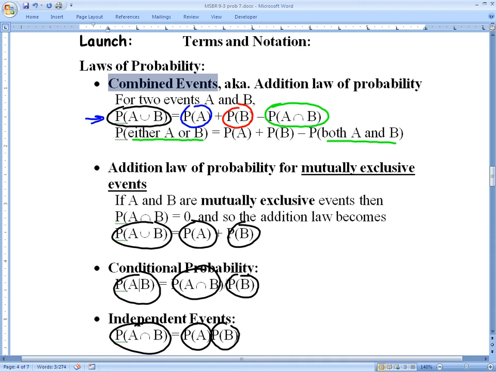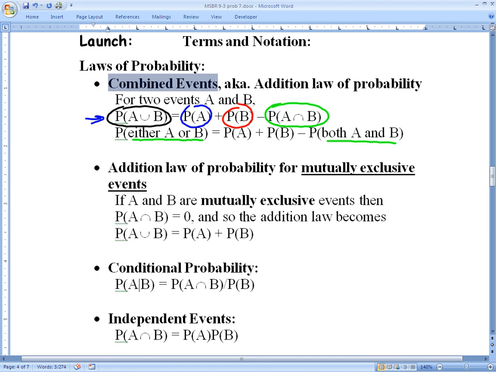This first one, the combined events, is the only one that has 4 parts. So it's great because it's got all the parts in it, but you can only use it if you know 3 out of 4 of those parts. So if you only know 2 different probabilities, you can't use the combined events formula. You've got to have at least 3 of those 4 probabilities. Must know 3 things.